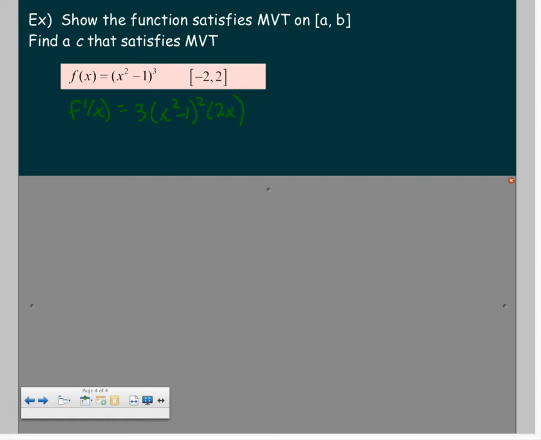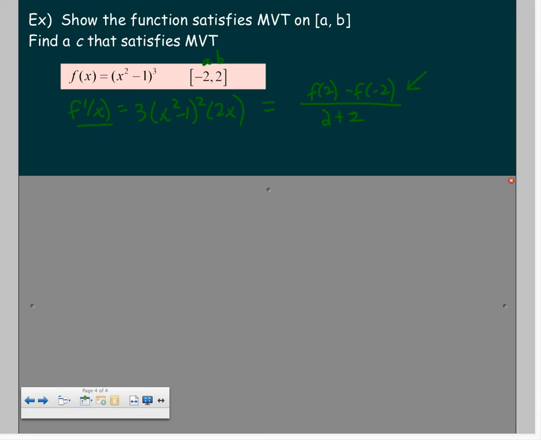Well, supposedly, according to the mean value theorem, it equals the average rate of change from -2 to 2. So what we need to do here is find f of 2 minus f of -2 all over 2 minus -2. And we're going to figure out where does the instantaneous rate of change, which is this, equal the average rate of change, which is that.